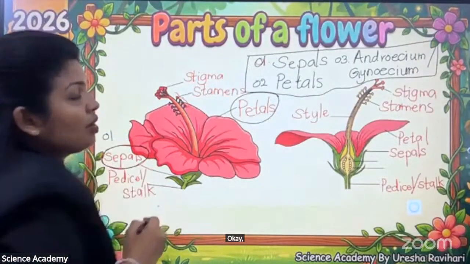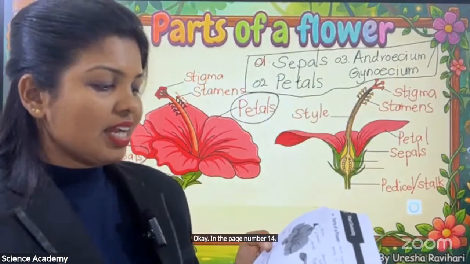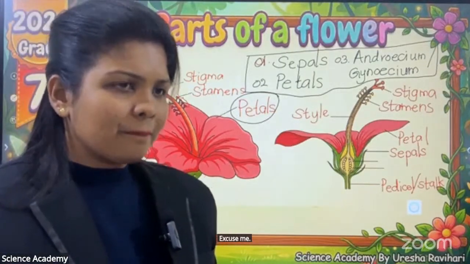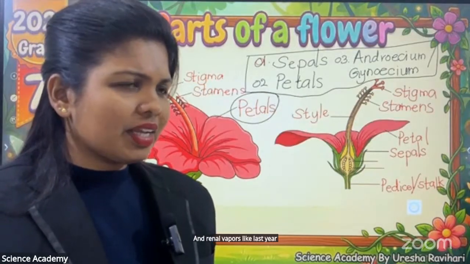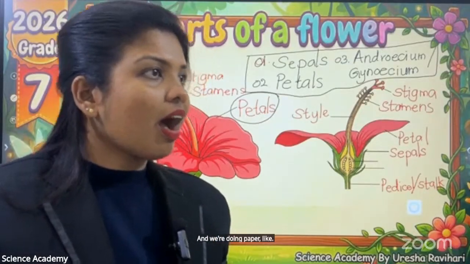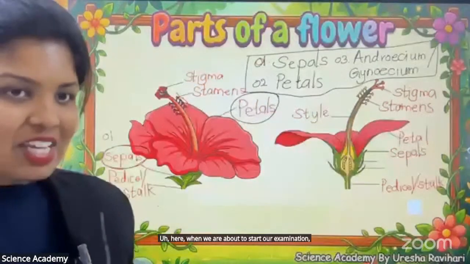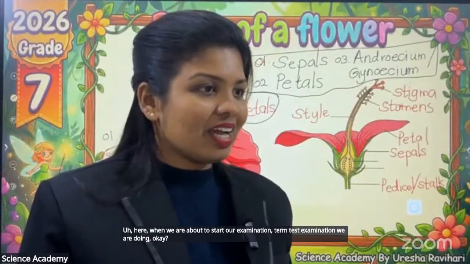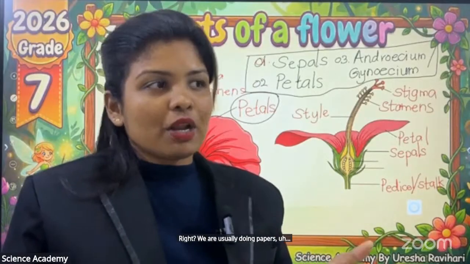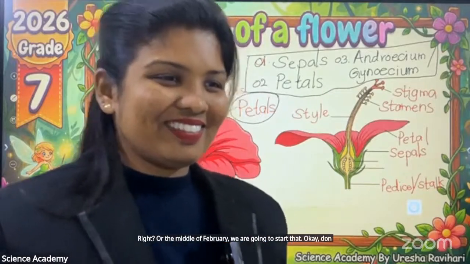Miss, excuse me, in page number 14, there are three typical parts in a flower. Aren't we doing papers like last year in grade 6? Here, when we are about to start our term test examination, we are doing them. Don't worry. We usually do papers at the end of February, or the middle of February we are going to start that. Okay. Don't worry. Okay. Thank you, Miss.